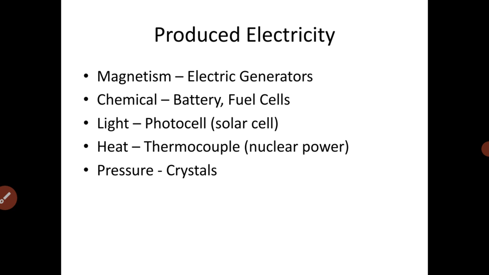Okay, so electric generators are one of the examples of electricity produced by magnetism. Second, a battery or fuel cell is an example of electricity produced by chemical reactions. Third, a photocell is an example of electricity produced by light. A thermocouple or nuclear power is an example of electricity produced by heat. Next, crystals are an example of electricity produced by pressure.